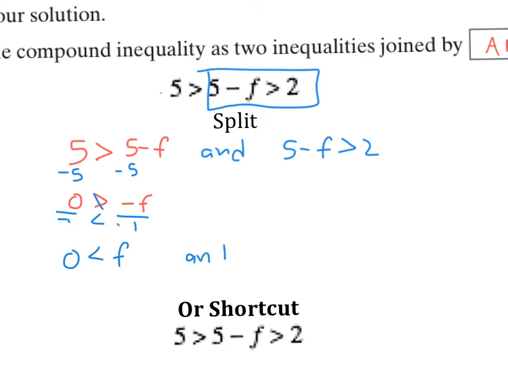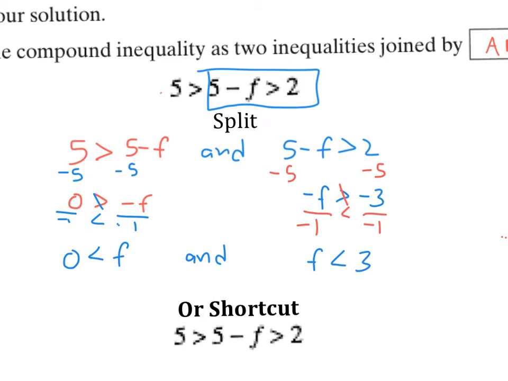And now I treat this exactly the same. Whatever I do to one side, I do to the other. So I bring down the negative f is greater than negative 3. And now I divide by negative 1, and flip the symbol. And now I make my final answer. F is less than 3.